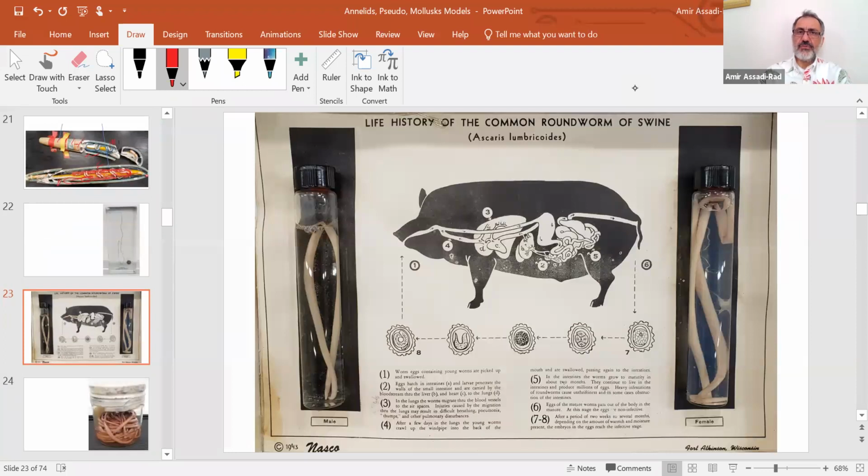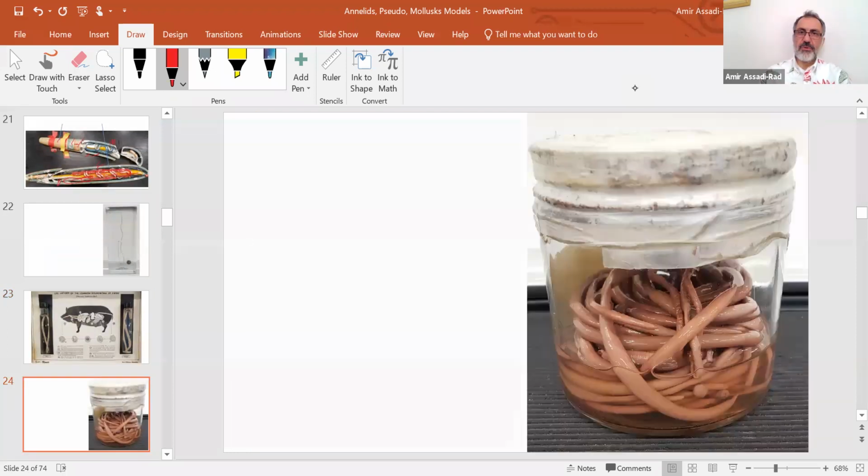Okay, this is your Ascaris suum or Ascaris lumbricoides, either one. But this diagram is saying it's Ascaris lumbricoides. So pigs can get both Ascaris suum and Ascaris lumbricoides. Here is your, this is it. This is your phylum Acanthocephala. This is your spiny-headed worm, and it has a proboscis right here. This is an example of Macracanthorhynchus hirudinaceus.